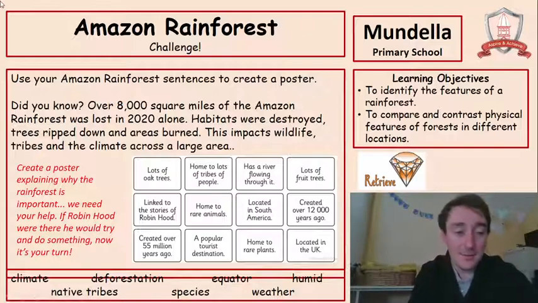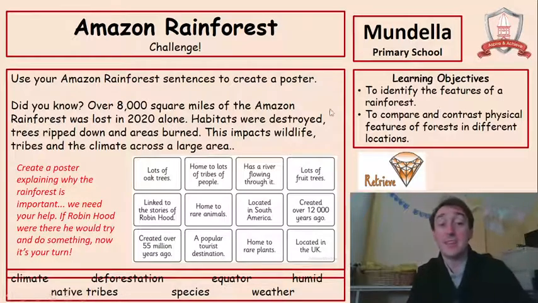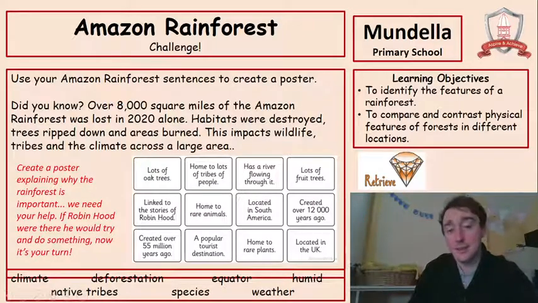Okay, look at this as well. Over 8,000 square miles of the Amazon rainforest was lost last year alone. That's crazy. Okay, habitats were destroyed, trees ripped down and areas burned, and it impacts wildlife, tribes, and the climate. Wow, okay, those are things that you can include in your poster too.